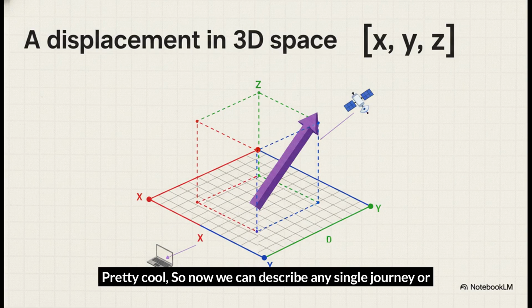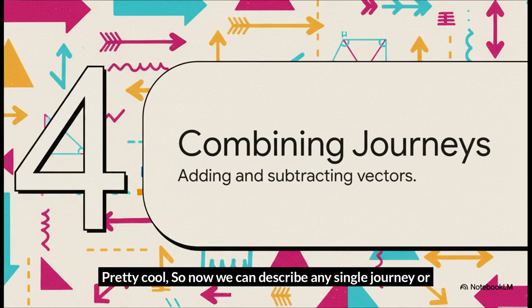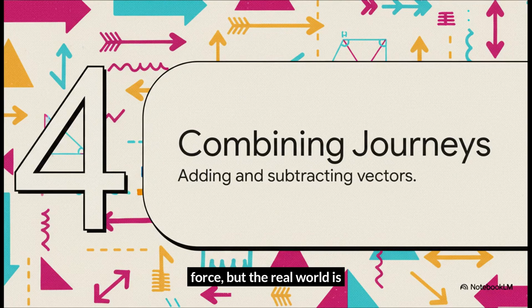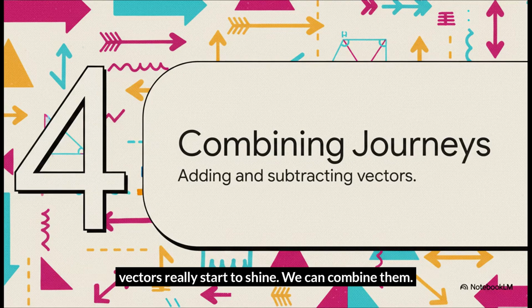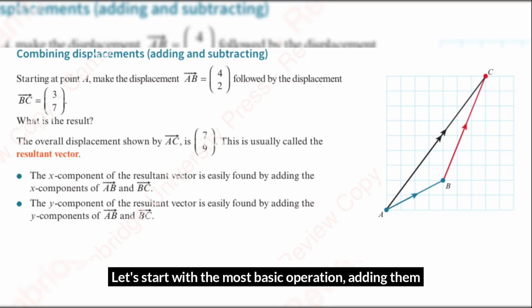Pretty cool, huh? So now we can describe any single journey or force, but the real world is almost always more complicated than that. You have multiple things happening at once, and this is where vectors really start to shine. We can combine them. Let's start with the most basic operation: adding them together.